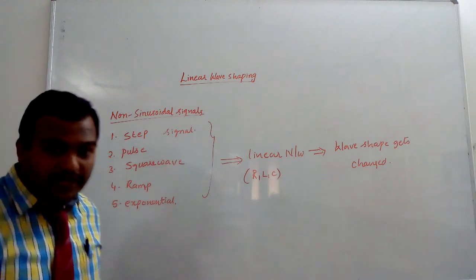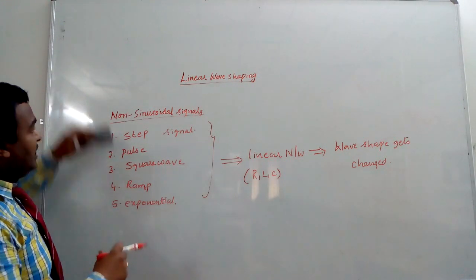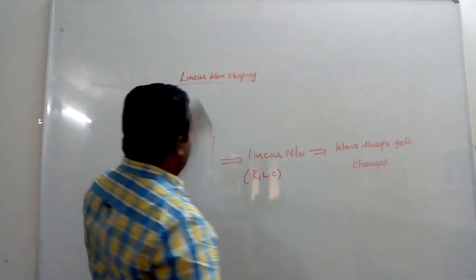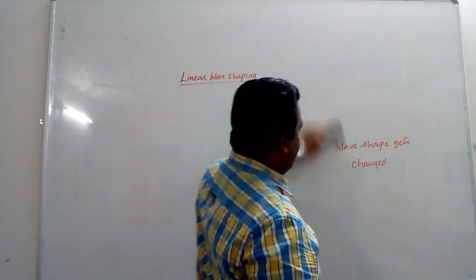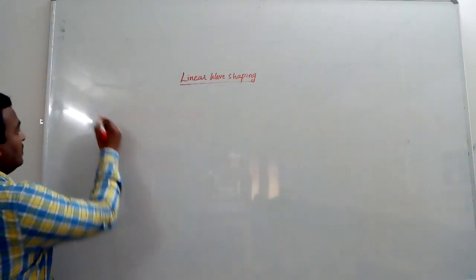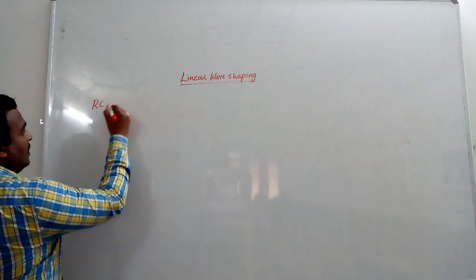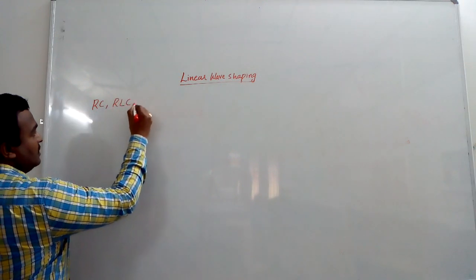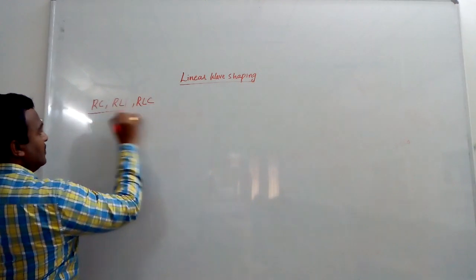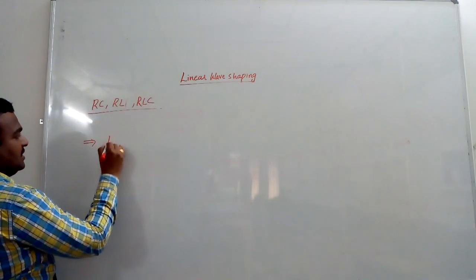We can classify the corresponding linear wave shaping networks into categories. It is either a high pass or low pass RC network. So first of all, we go with the RC network or RL network. The third is the RLC network. So first we will see about RC.